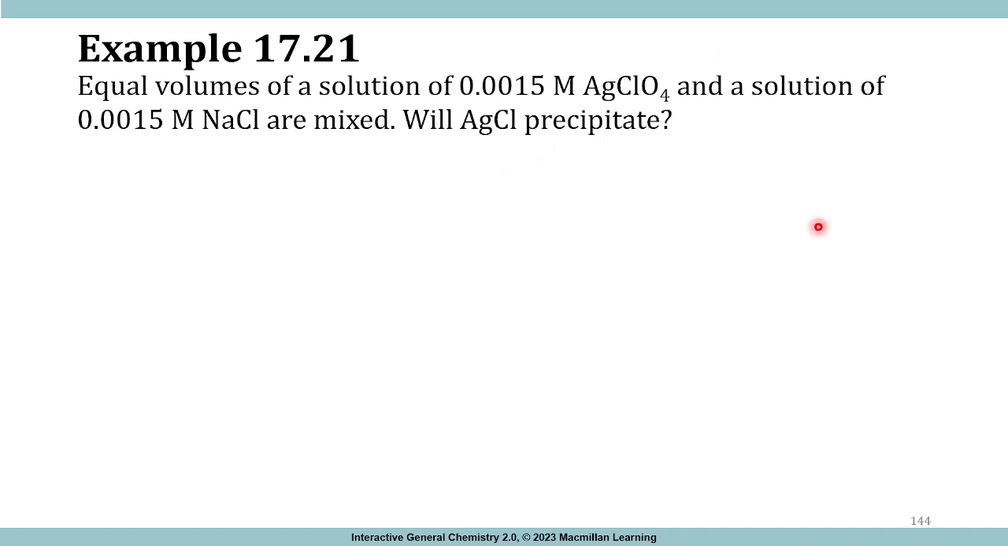So equal volumes of a 0.0015 molar AgClO4 solution and a 0.0015 molar NaCl solution are mixed. Will the AgCl precipitate? Okay. So how we figure that out is we take these ions, we plug them into our, guess what type of problem this is?